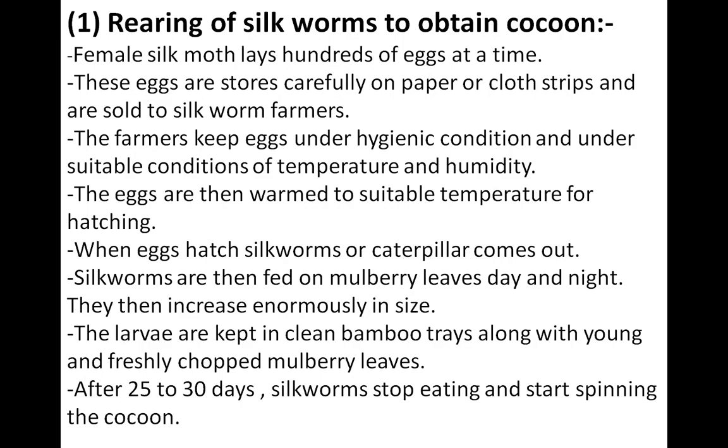So small racks are given in the tray so that the cocoons get attached to the rack, and then the silk moths develop inside the cocoon. Understood how sericulture is happening there?